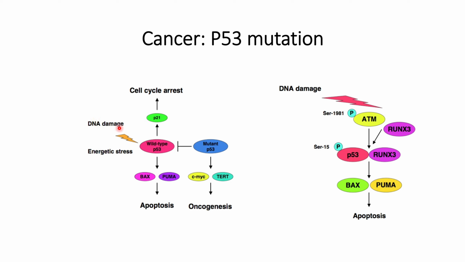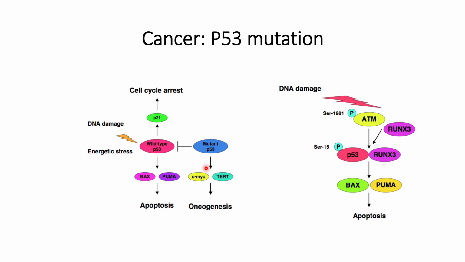And at the same time it will also promote genes that can cure or repair this DNA damage. And if the DNA damage is unrepairable, then it will promote the gene PUMA, that finally leads to apoptosis of the cell. So this will prevent the spread of this DNA damage around the host or across the host.